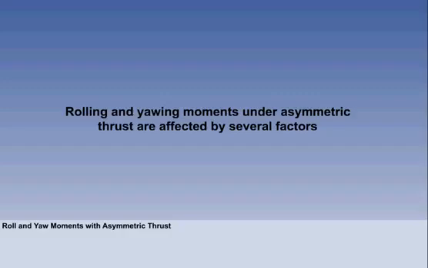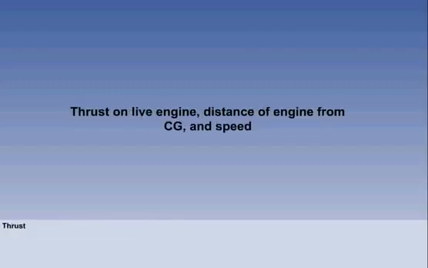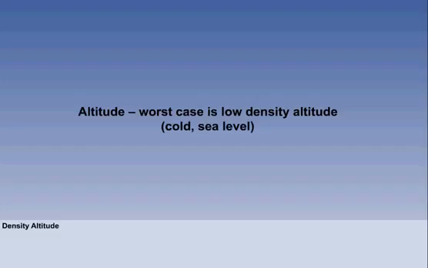These rolling and yawing moments are affected by thrust on the live engine. Yawing moment increases with thrust, and the further out the engine is mounted on the wing, the larger the moment. Thrust is greatest at low speed and maximum power. Thrust reduces with increases in altitude and temperature, that is, higher density altitudes. The worst case for an engine failure is thus after takeoff at sea level on a cold day.